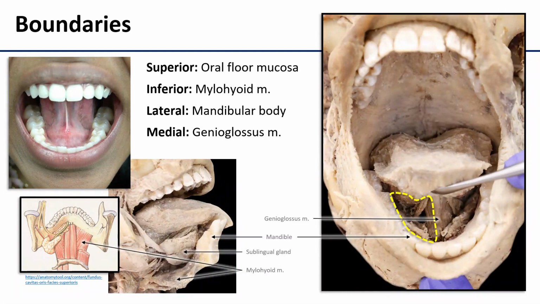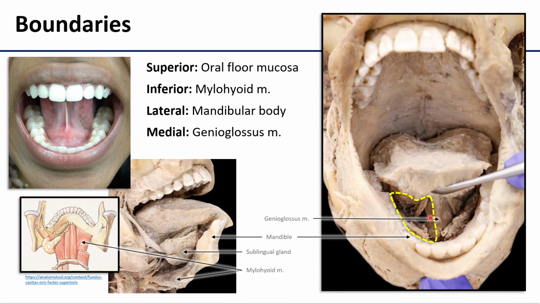The sublingual space sits inferior to the tongue and deep to the mucosa of the oral floor. It's part of the oral cavity, so it shares that inferior border with the mylohyoid muscle that you see here and here. Laterally, it's surrounded by the mandibular body, and medially, it is bounded by the genioglossus muscle, which you can see right there. We haven't encountered genioglossus yet, but you can see it up here in this image on the right.